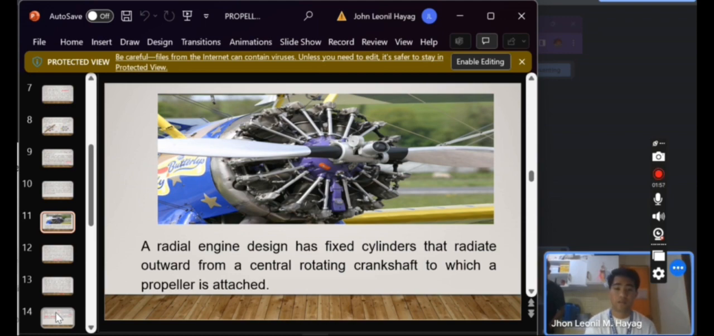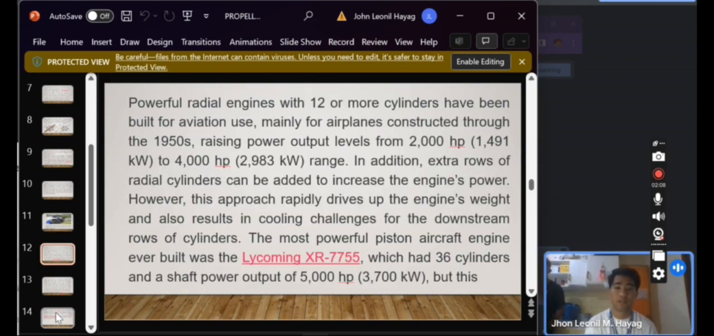A radial engine design has fixed cylinders that radiate outward from a central rotating crankshaft to which a propeller is attached. Powerful radial engines with 12 or more cylinders have been built for aviation use, mainly for airplanes constructed through the 1950s, raising power output levels from 2,000 horsepower to 4,000 horsepower range. In addition, extra rows of radial cylinders can be added to increase the engine's power.